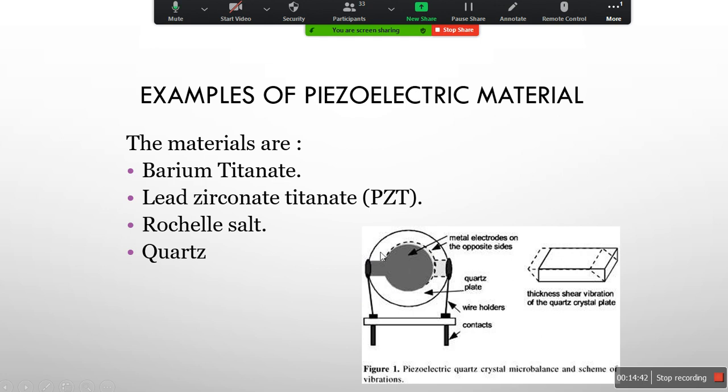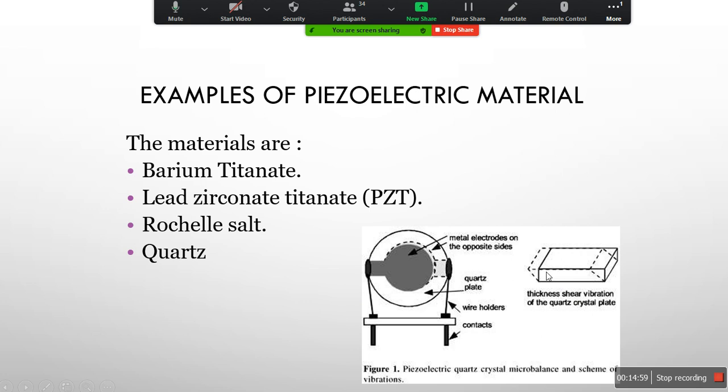So these wires will be able to indicate, whenever you measure with respect to some voltmeter, how much voltage is generated. That will be able to be measured with the help of the piezoelectric material. And this is the thickness shear vibration of the quartz crystal plate.